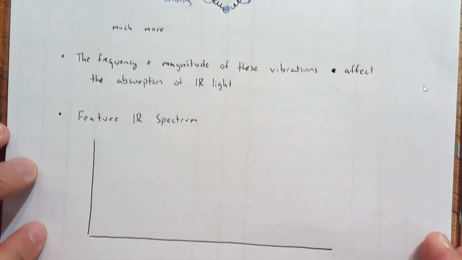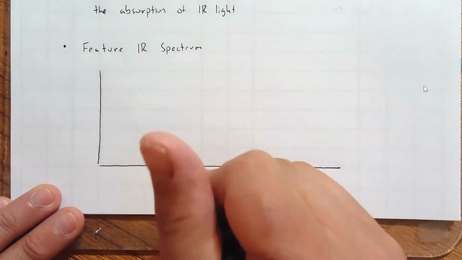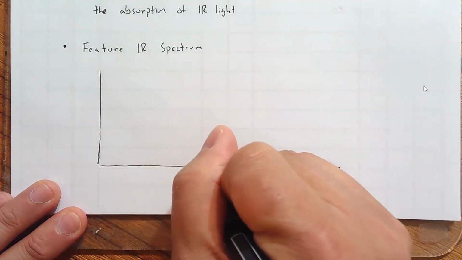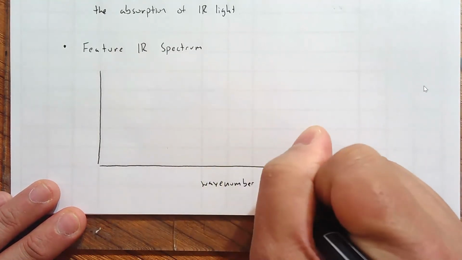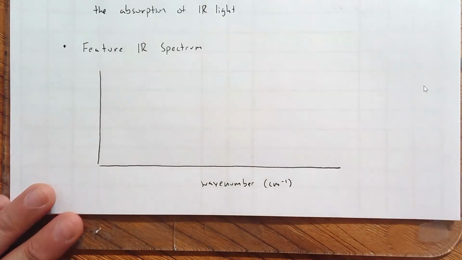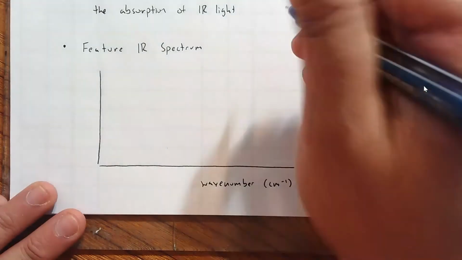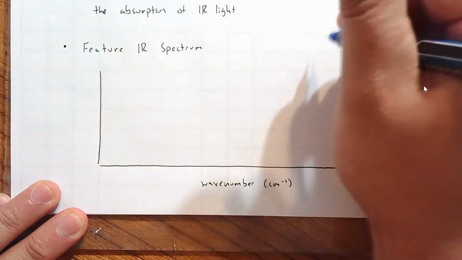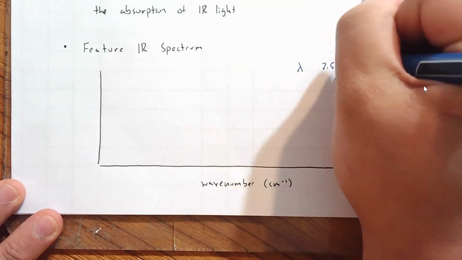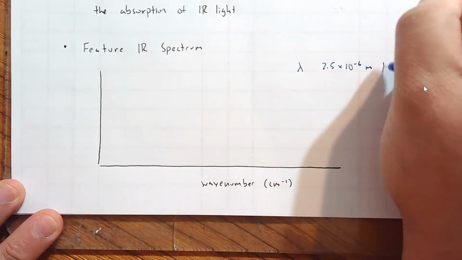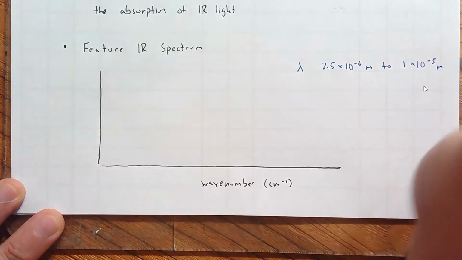I'm going to start with the x-axis. And it has this unusual unit called wave number. And the unit is also kind of odd at first: inverse centimeter. So in the IR range, the wavelength is around 2.5 times 10 to the minus 6 meters to 1 times 10 to the minus 5 meters.